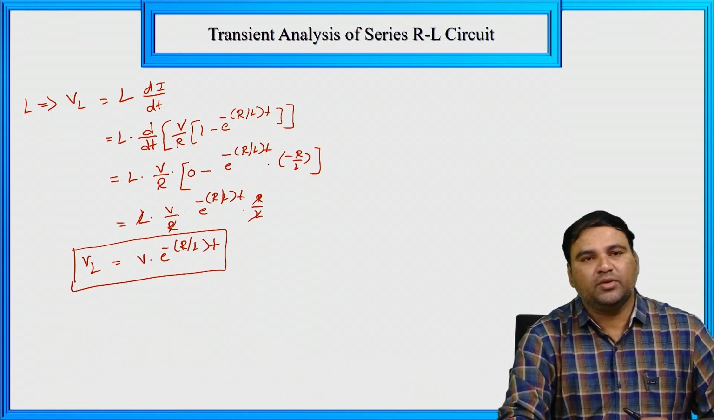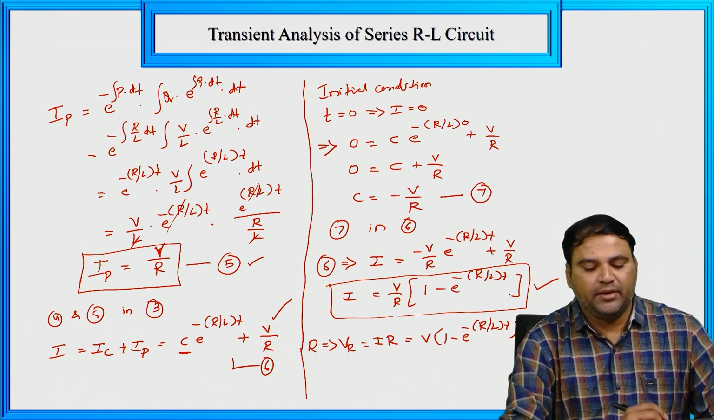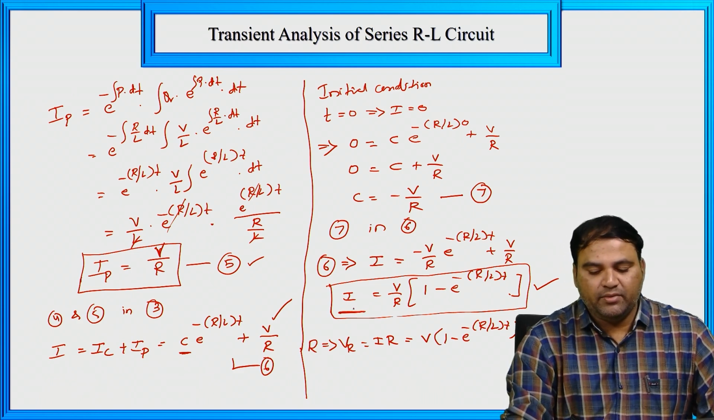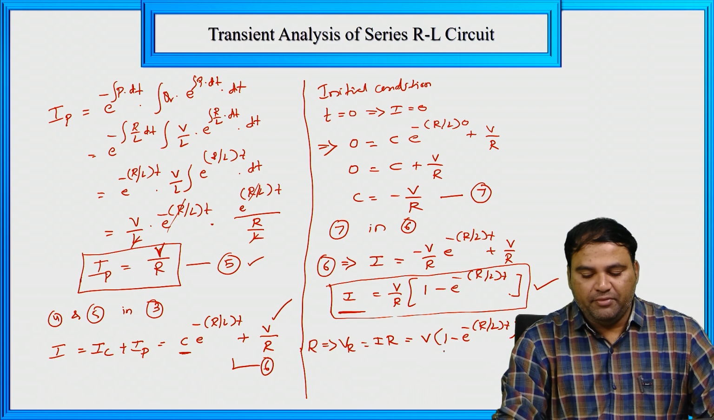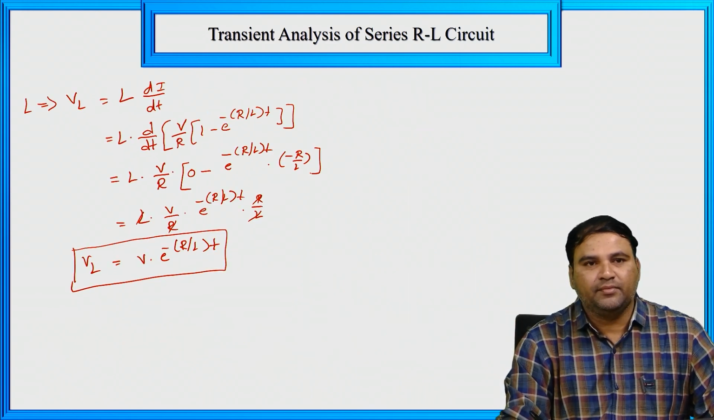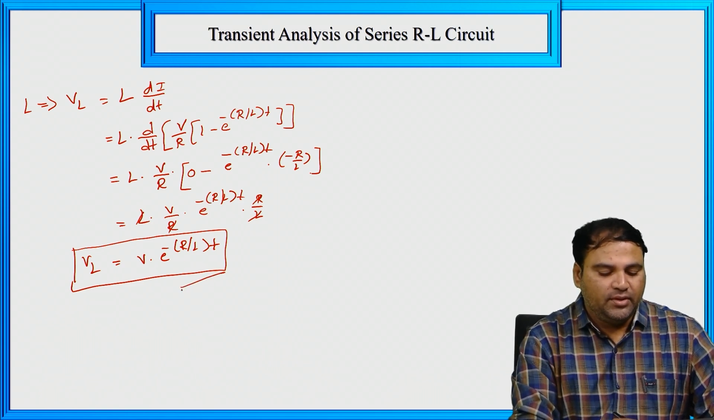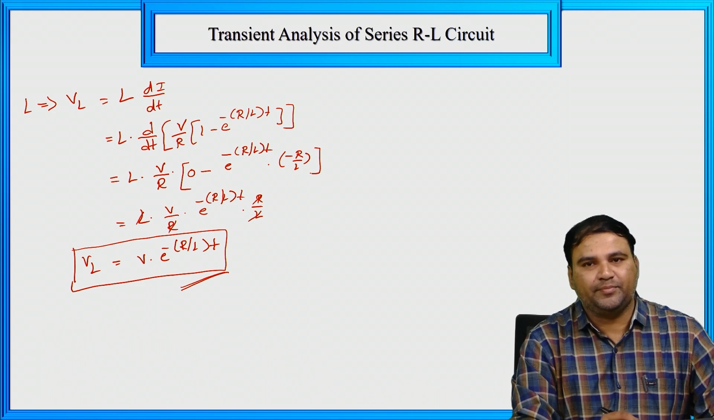So for the series circuit, the current response I equals V by R into 1 minus e to the power of minus R by L t, and VR is equal to V into 1 minus e to the power of minus R by L t, and the voltage drop across the inductor VL is equal to V into e to the power of minus R by L t.